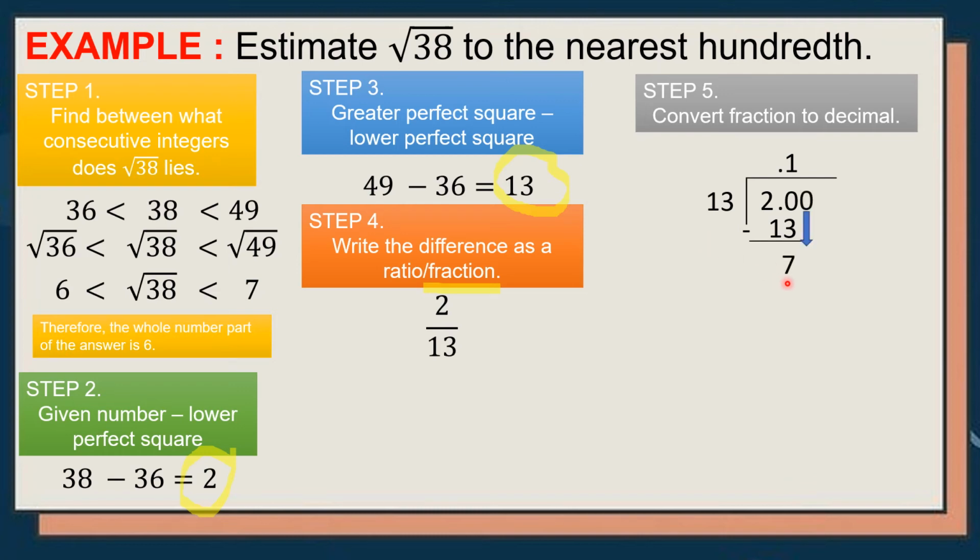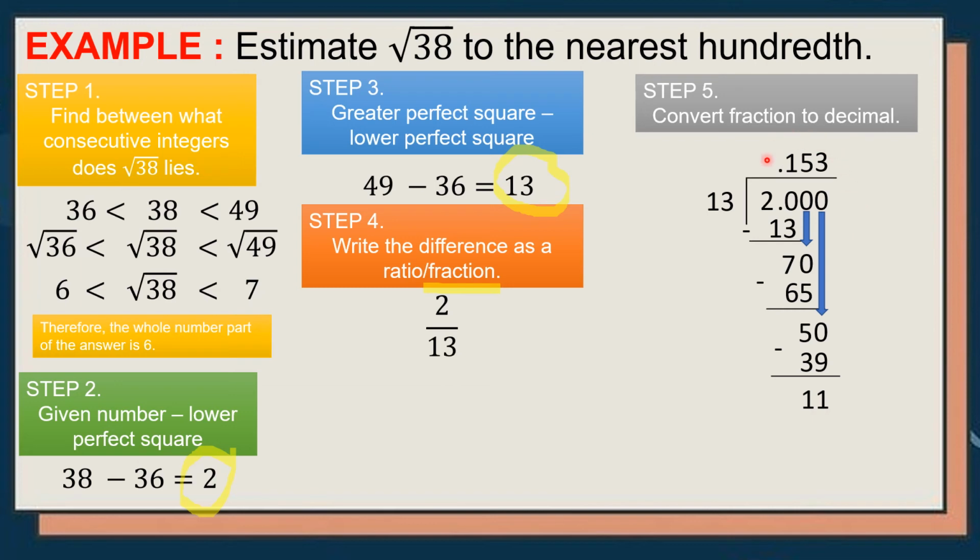Again, we have to add 0, bring down 0. So we have here 70. So 70 divided by 13 will give us 5. 5 multiplied by 13 will give us 65. So 70 minus 65 will give us 5. One more, let us add 0. Bring down 0. So we have now here 50 divided by 13 will give us 3. So 3 multiplied by 13 will give us 39. So 50 minus 39 will give us 11.